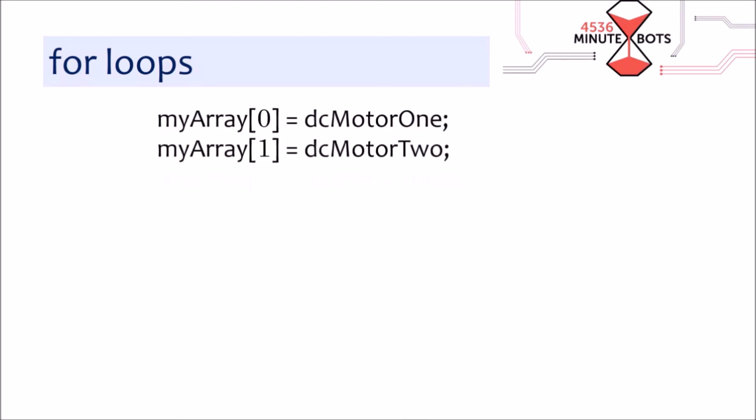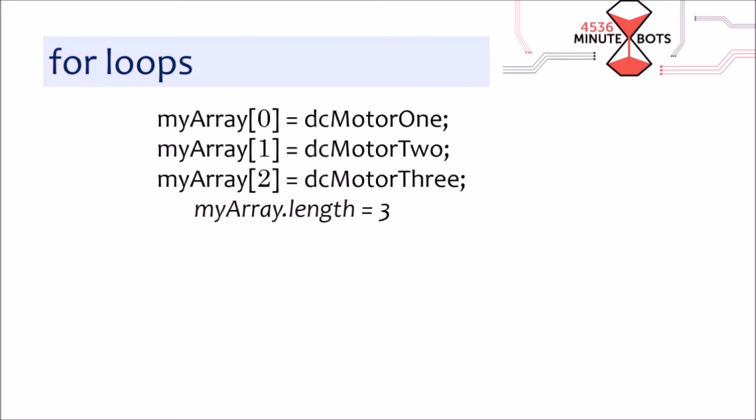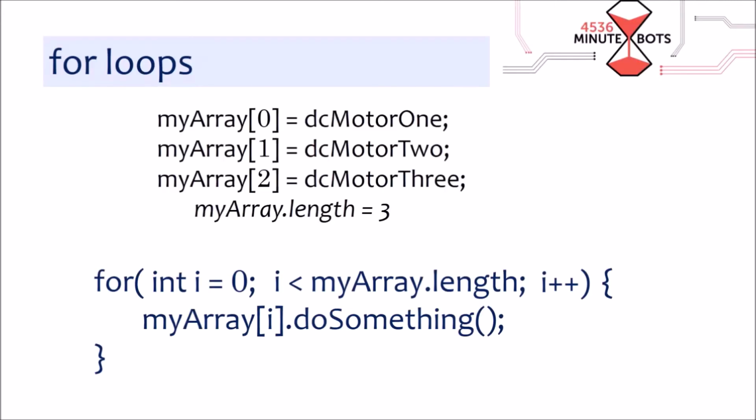Let's say we have an array called myArray, and in the myArray we have 3 objects, all DC motors, DC motor 1, DC motor 2, DC motor 3. That means that we have 3 things in the myArray. Now I want you to look and notice that myArray[0] is actually DC motor 1. That's because arrays are 0-based objects. So when I'm referring to myArray[0], I'm actually referring to the first item.